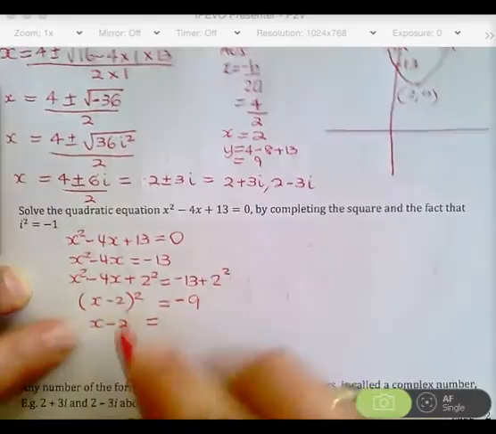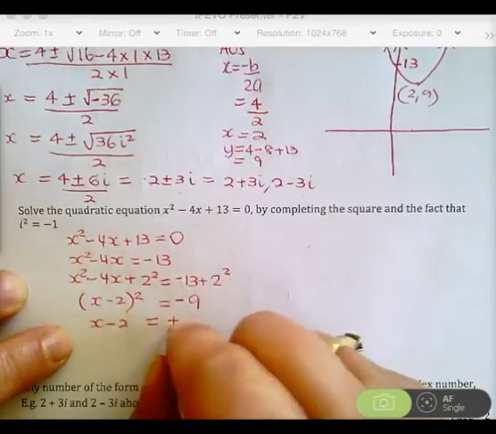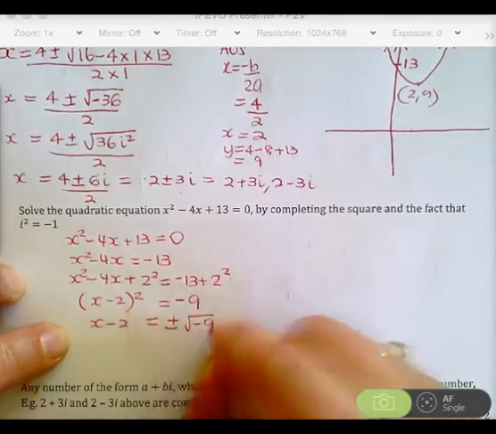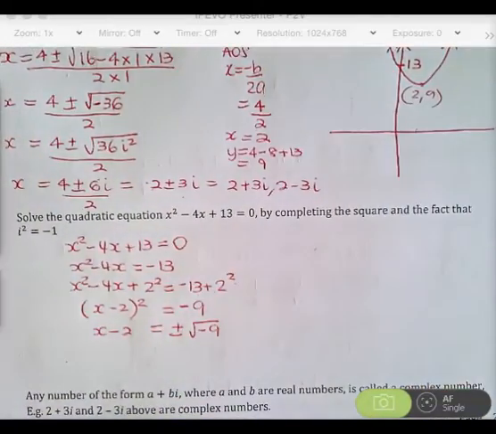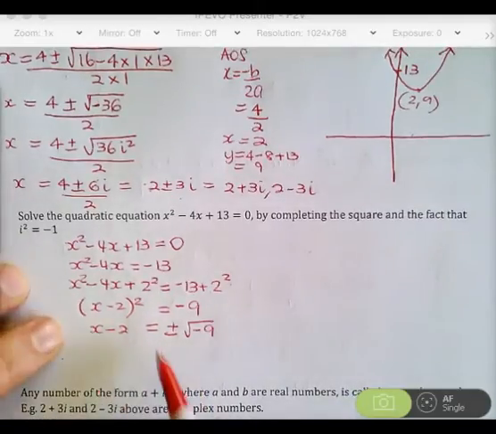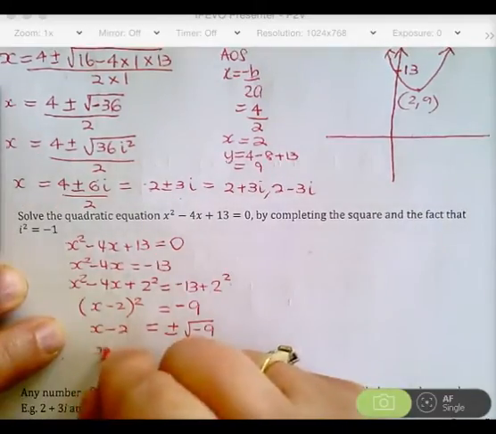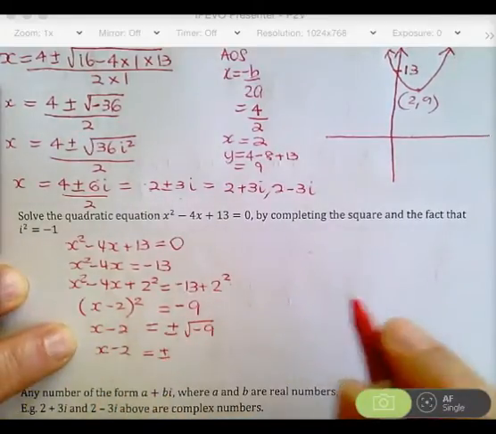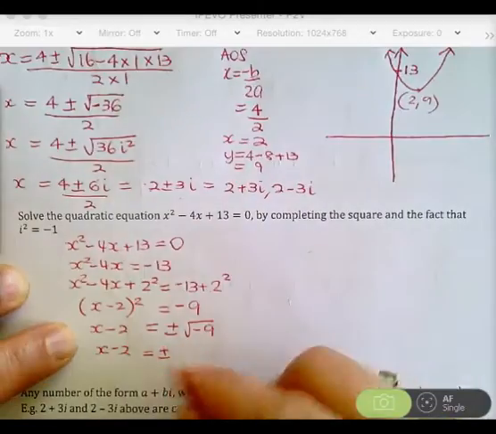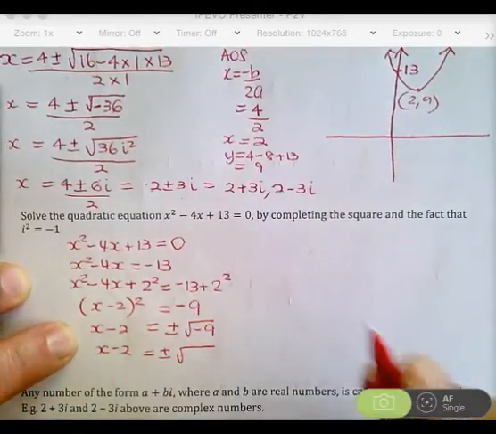Square rooting. So therefore x minus 2 is plus or minus the square root of negative 9. Whenever you square root both sides, you must do plus or minus of the side that doesn't have the x on it. Okay? So it's plus or minus the square root of negative 9, but we don't have to stop there now, because square root of negative 9 doesn't stop us now.